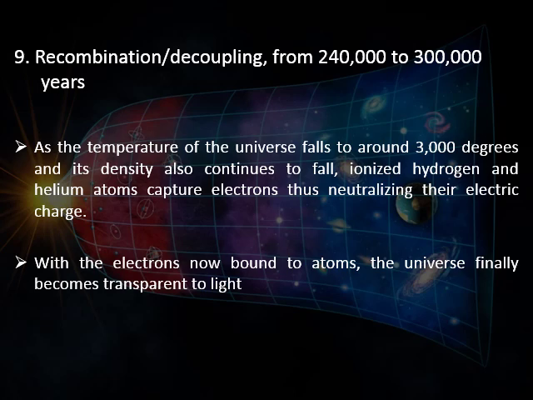So the next step is recombination or decoupling, from 240,000 to 300,000 years. As the temperature of the universe falls and its density also continues to fall, ionized hydrogen and helium atoms capture electrons, thus neutralizing their electric charge. With the electrons now bound to the atoms, the universe finally becomes transparent to light.